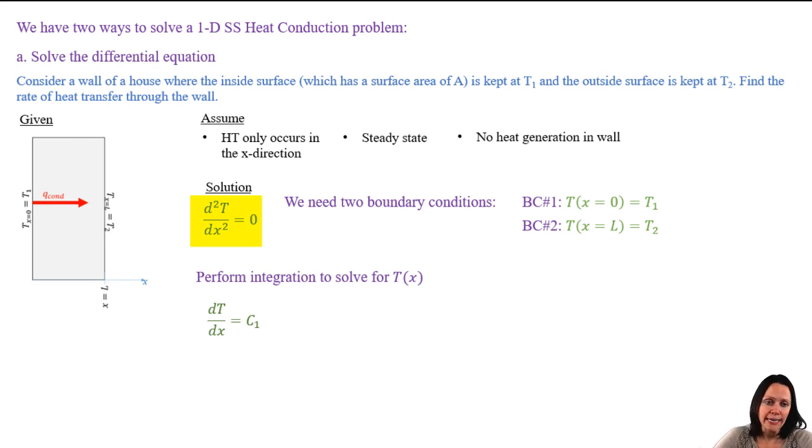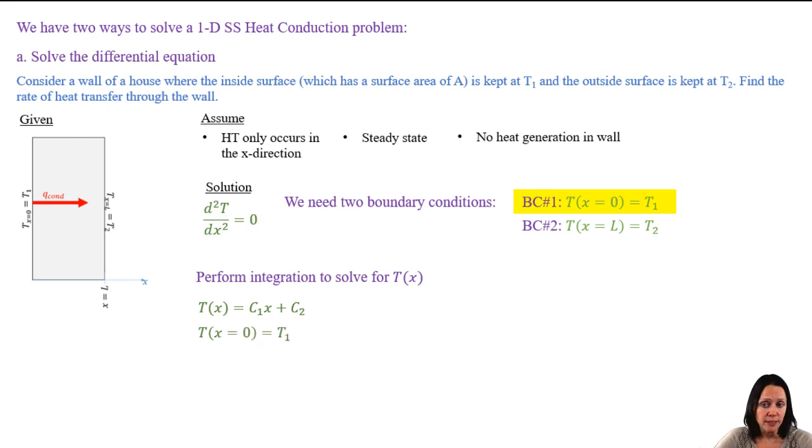We'll multiply each side by dx and integrate again. Now we have an expression for T as a function of x. C2 is just the second constant of integration. And now it's time to start plugging in those boundary conditions. The first boundary condition is evaluated at x equals 0. If we plug this into our equation for T of x, we get that C2 is equal to T1.